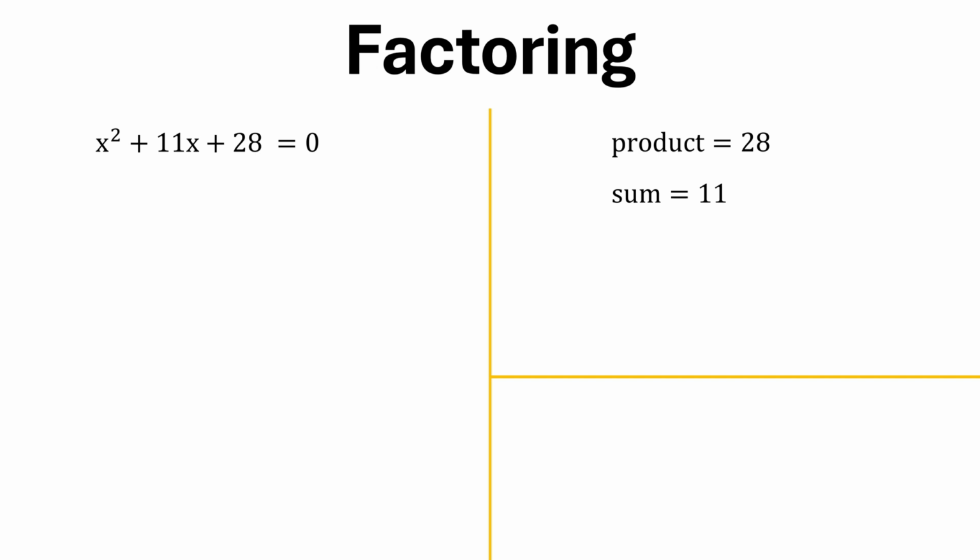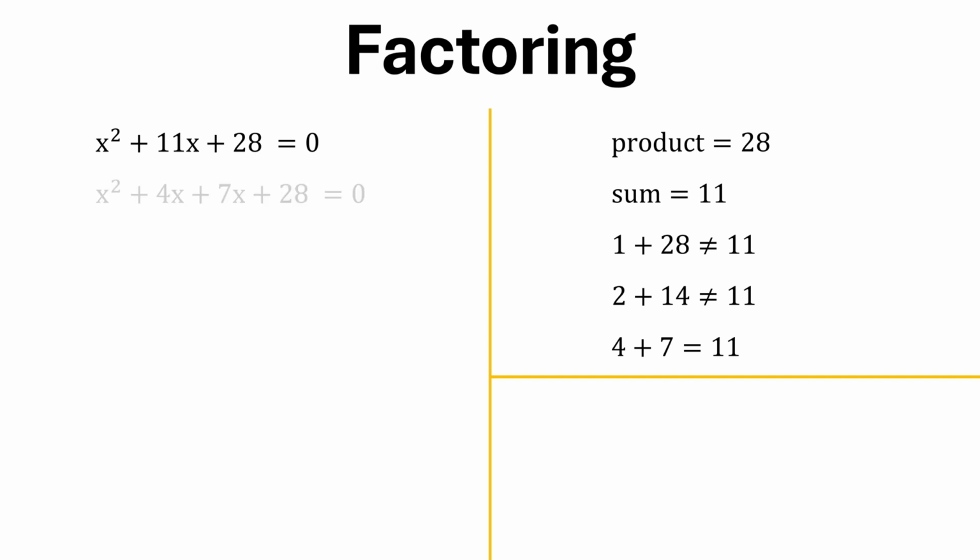1 times 28 is 28, but the sum of 1 and 28 is not 11. 2 times 14 is 28, but the sum of 2 and 14 is not 11. 4 times 7 is 28, and their sum is indeed 11. So those are the two numbers we're looking for. Now, what we are going to do with those two numbers is write 11 in terms of 4 and 7.